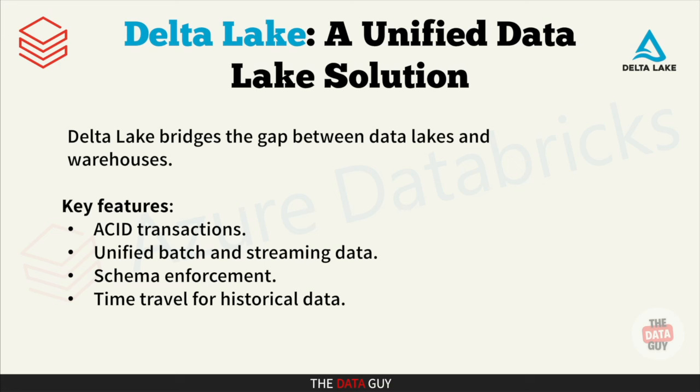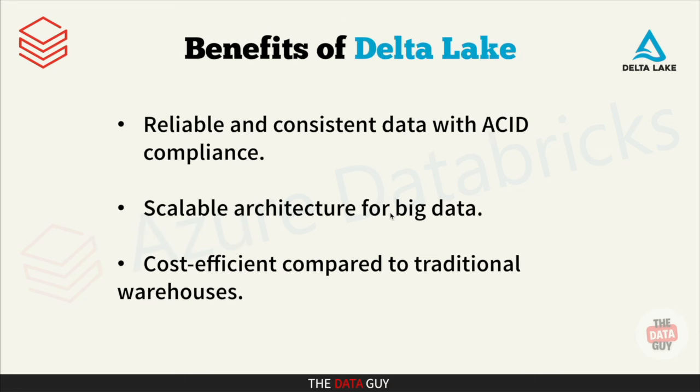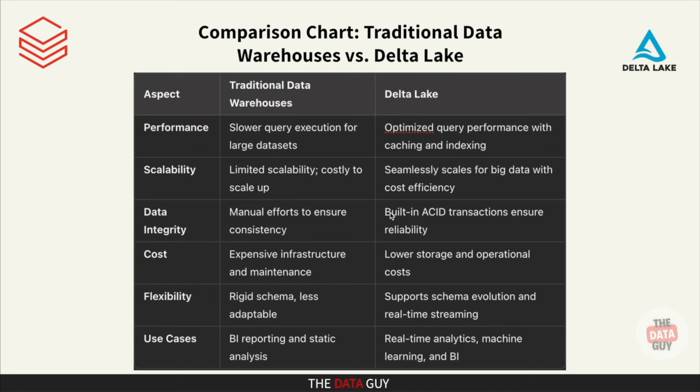Now that we understand what makes Delta Lake a game changer, let's explore its benefits in more detail. Unlike traditional data warehouses, Delta Lake provides unparalleled performance, cost efficiency, and flexibility. For example, ACID transactions ensure data consistency, while schema enforcement and evolution maintain reliability across workloads. Here is a comparison chart between traditional data warehouses and Delta Lake. With Delta Lake, businesses can unlock the full potential of their data without breaking the bank. Now you can see the comparison chart. It is compared with respect to performance, scalability, data integrity, cost, flexibility, and use cases.